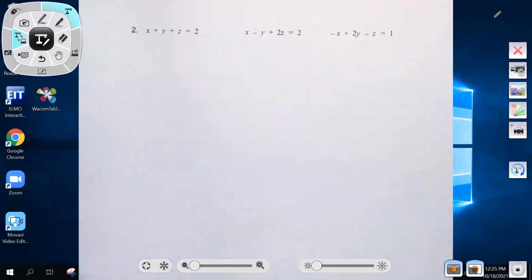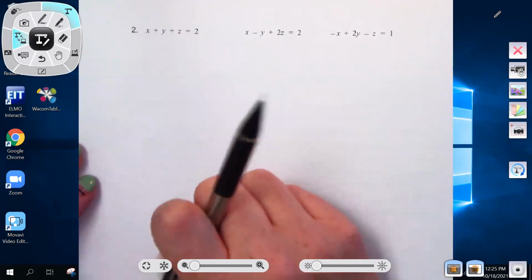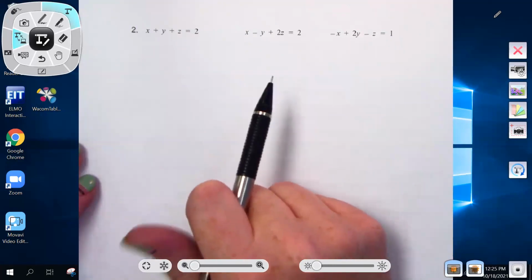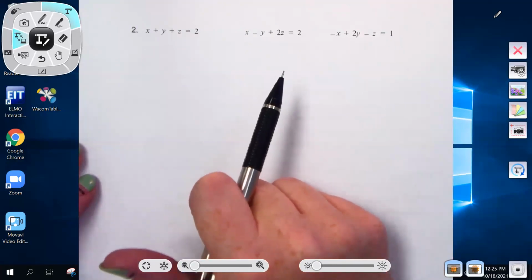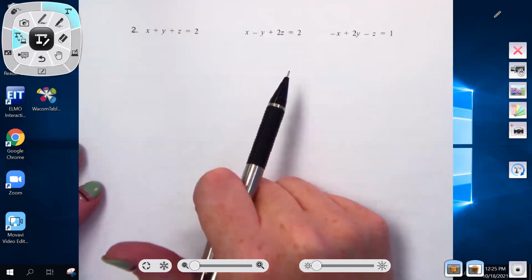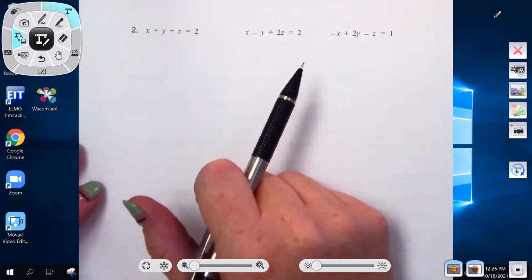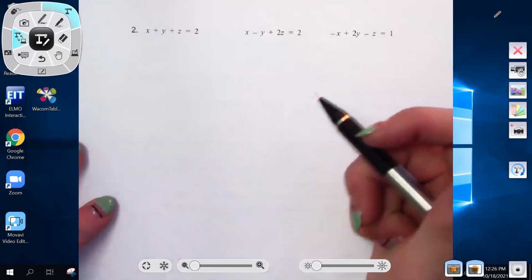Alright, let's start with the first one. First step, we want to eliminate one variable. Let's eliminate Y because there's already a negative and a positive. You don't have to. You can do X, Y, or Z. They're all going to be really easy. Just do Y.